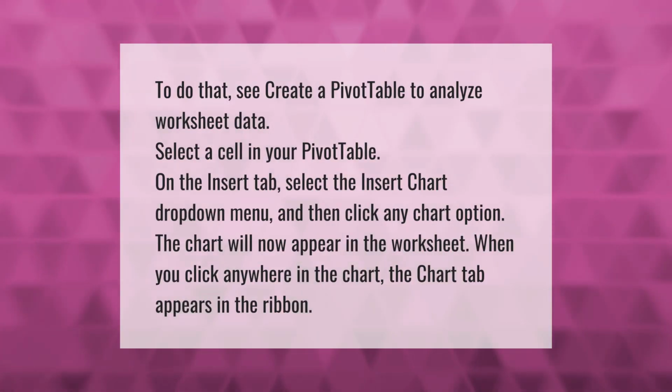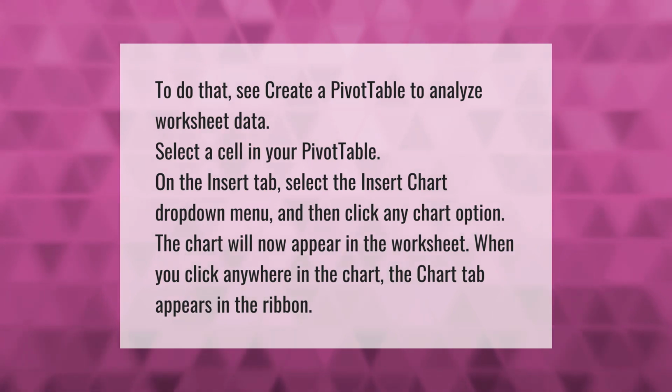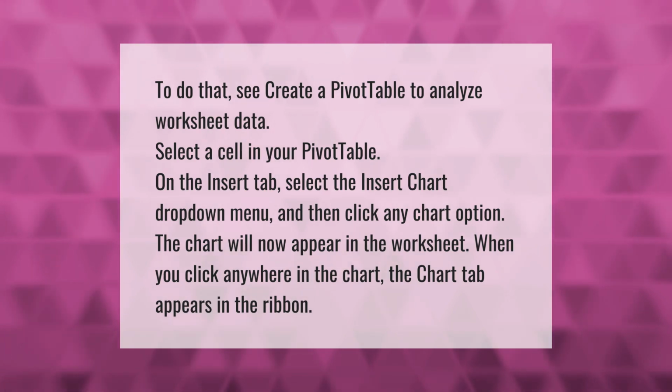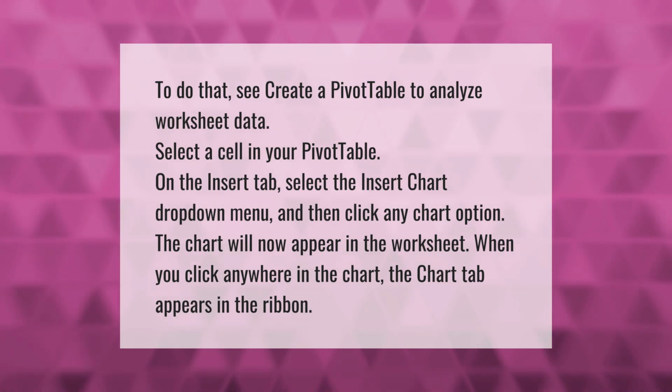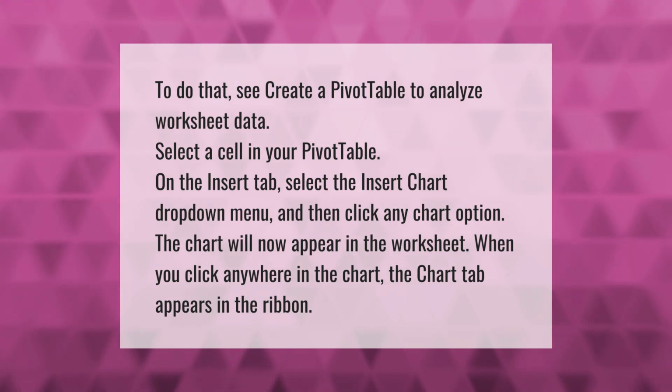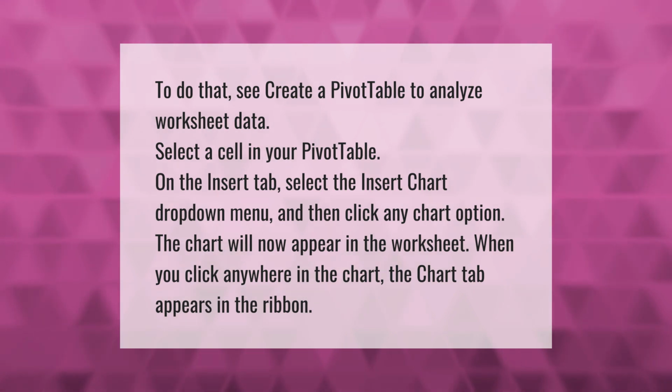To do that, create a pivot table to analyze worksheet data. Select a cell in your pivot table. On the Insert tab, select the Insert Chart drop-down menu, and then click any chart option. The chart will now appear in the worksheet. When you click anywhere in the chart, the Chart tab appears in the ribbon.